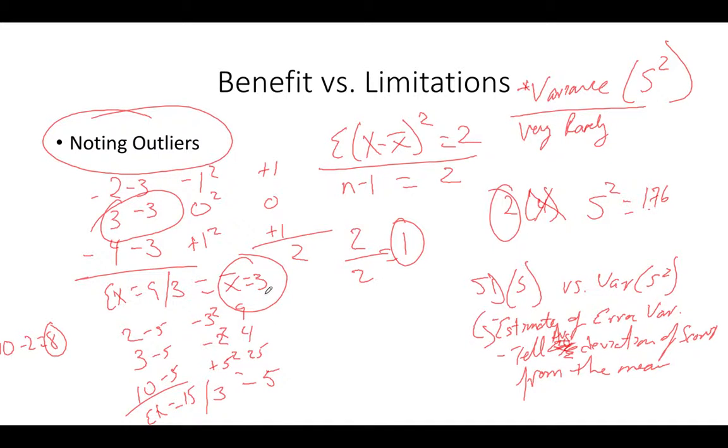So 25 plus 4 plus 9 is going to give a sum of squared deviations equal to 38, divided, again, remember, by my degrees of freedom, n minus 1, which is still going to be equal to 2. So now 38 divided by 2 gives me a value of 19, and we're going to take the square root of 19, which is going to equal a value of 4.36.